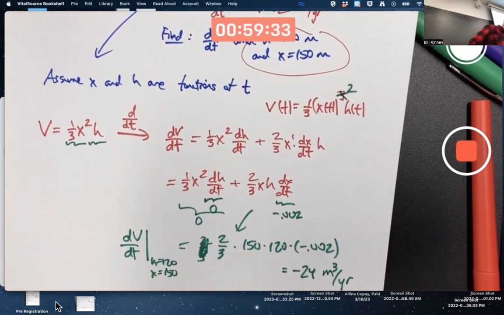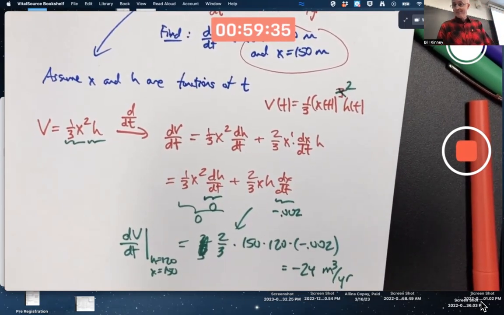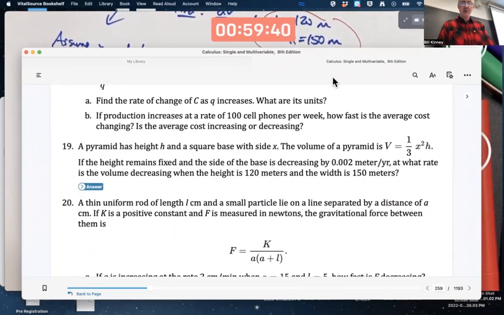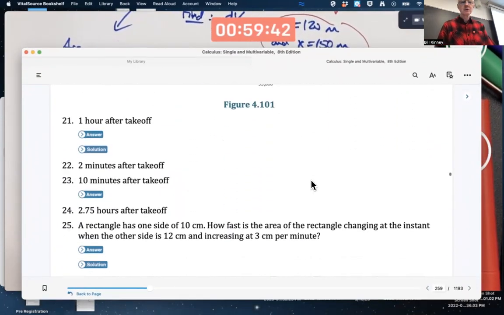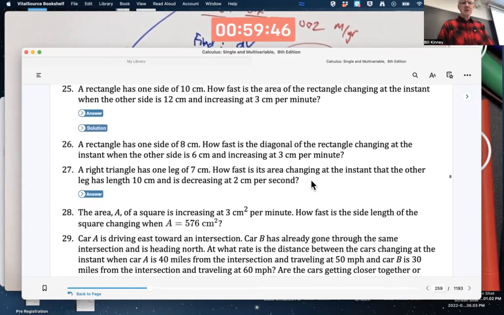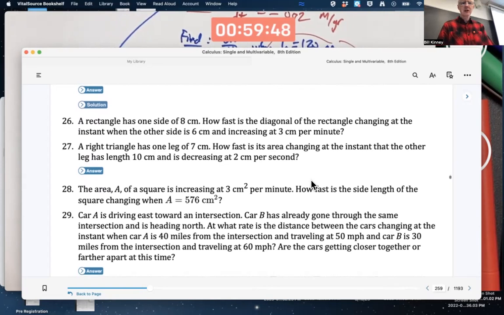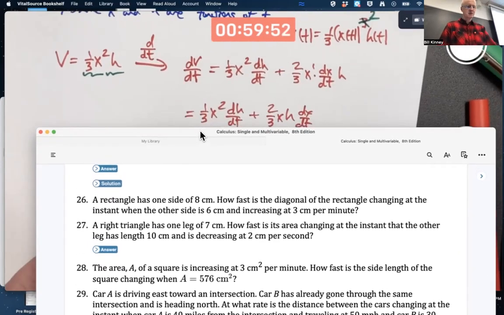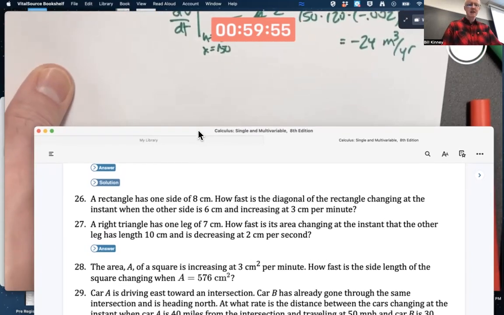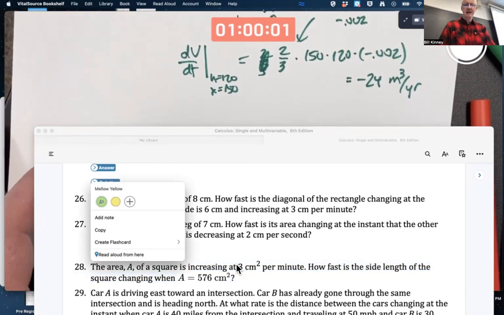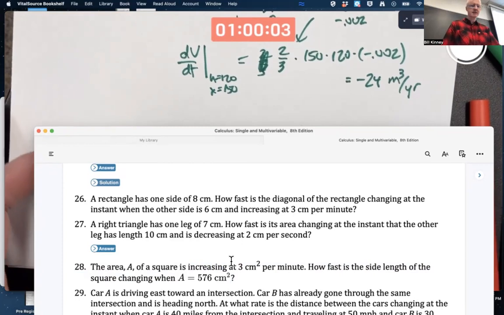Got time to maybe think about one more problem here? Maybe an easier problem. Well, how about a two-dimensional one like number 28? Okay, so we're just doing geometry ones here today. The area A of a square is increasing at 3 square centimeters per minute. How fast is the side length changing when the area is 576 square centimeters?